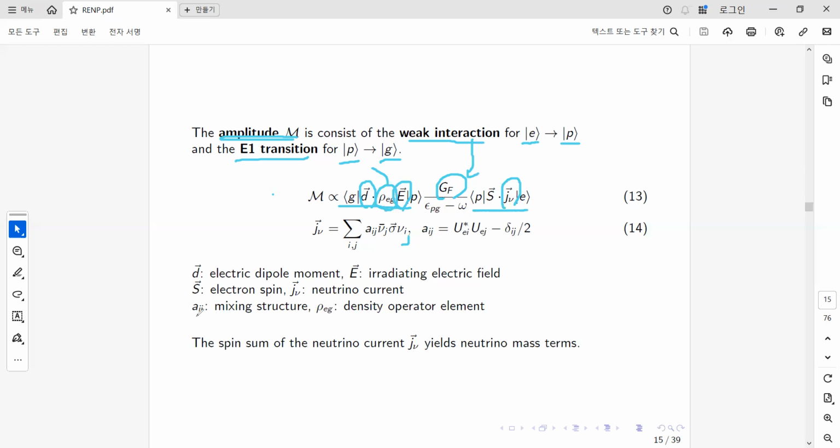there's a mixing structure that appears, a_ij, in the neutrino current, which includes the PMNS matrix for the neutrino mixing. So this corresponds to the charged current contribution from the W boson exchanges, and this comes from the neutral current contributions with the Z boson exchanges. If we consider the spin sum of the neutrino currents, then this term provides the neutrino mass term, and we can measure the absolute neutrino mass scale by using such an atomic system.